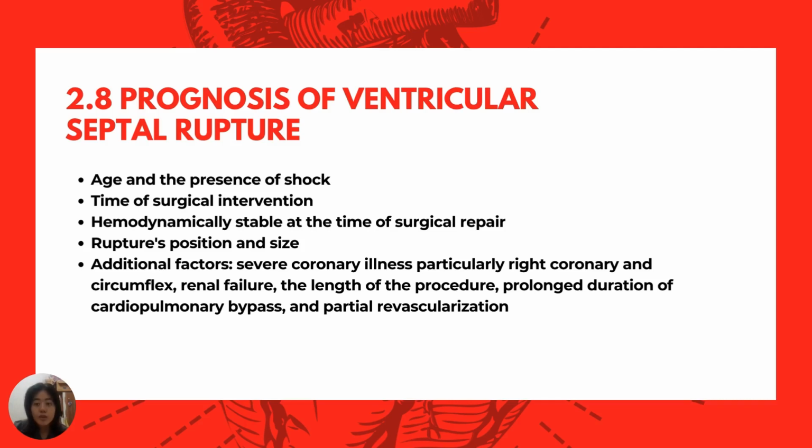The prognosis of this disease is determined by several factors. The first is parameters like age and the presence of shock, and then the time of surgical intervention. Prompt surgical intervention is valued in raising survival rate, but there is a study that states otherwise. The second is whether the patient is hemodynamically stable at the time of surgical repair, and then the rupture position and extent. These are also additional factors that predict death within 30 days.